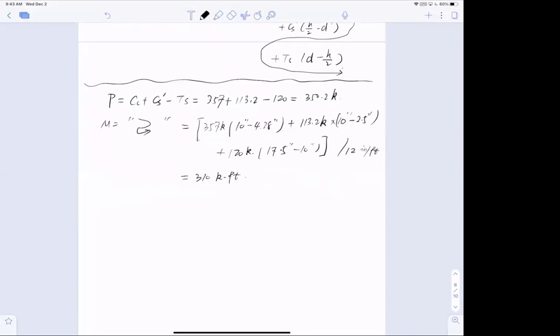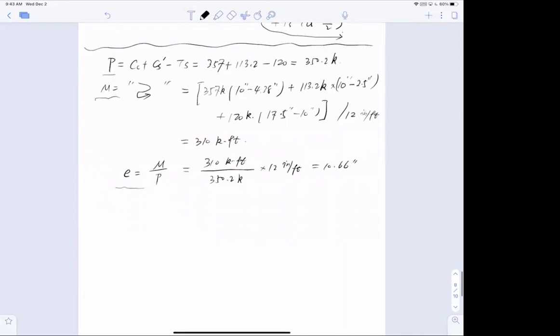Now I have the moment and I have the force. I need to find the eccentricity. Eccentricity e equals moment divided by force. So 310 kip-feet divided by 350.2 kips, and multiplying by 12 inches per foot to convert back to inches, I have 10.66 inches. That is the eccentricity.